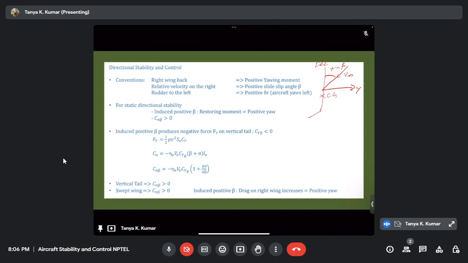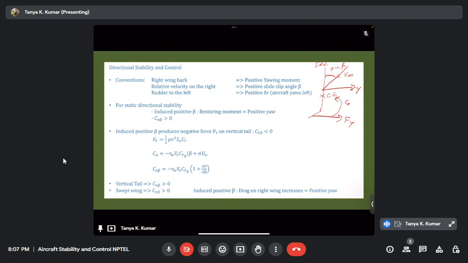Okay, if I deflect my rudder towards the left, I have a force produced in which direction? In the positive y or the negative y? So I have Fy positive, right? Does that produce a positive yawing moment or negative yawing moment? Cn. Negative yawing moment, right? Okay.